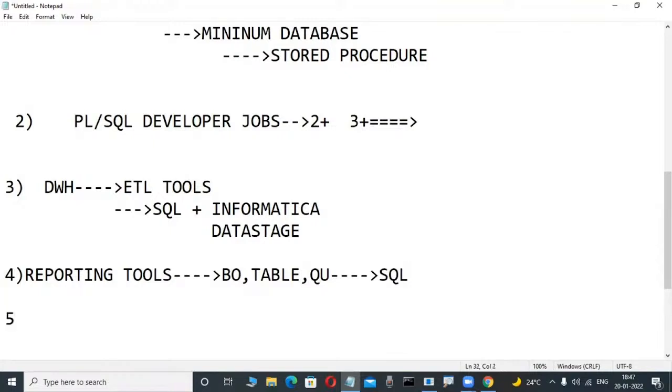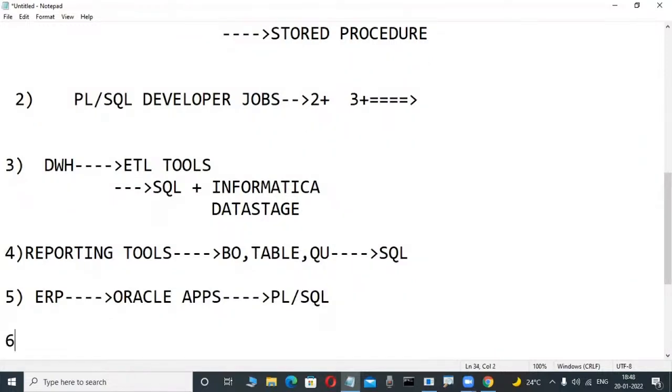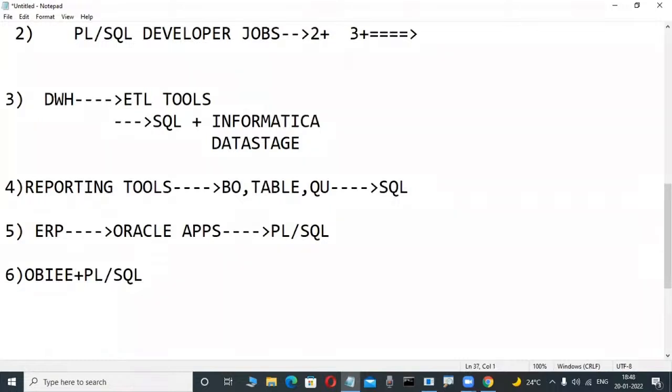Again, suppose some programmers are interested in the ERP side: Oracle Apps. What is Oracle Apps? It is ERP, the same as SAP. Oracle Applications 11 is there. These persons need very good knowledge of PL/SQL. Those persons also learn these courses. Again, OBI programmers are there. OBI is a product, and it comes with PL/SQL jobs. Those persons also learn these courses.